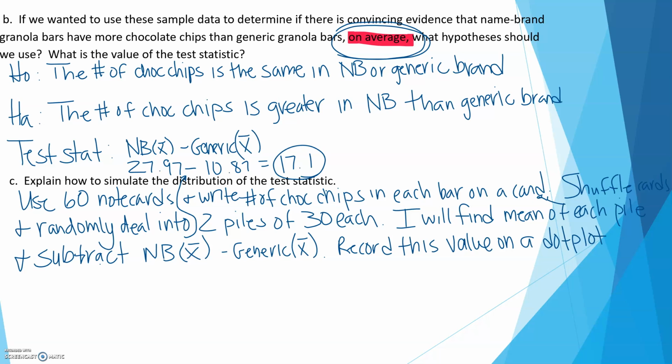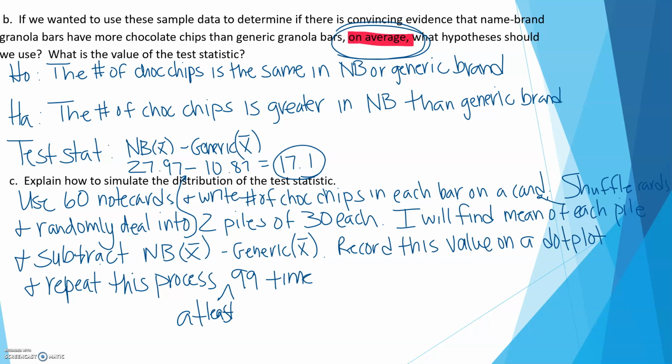Okay. And repeat this process, 99 times, or do this 100 times. If I'm saying repeat this process, I would also put in there at least 99 times. Maybe you want to do it 9,999 times. All right. So I'm going to stop here, and I want you to continue on.